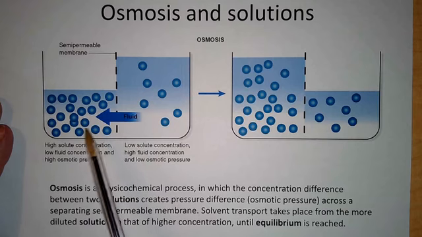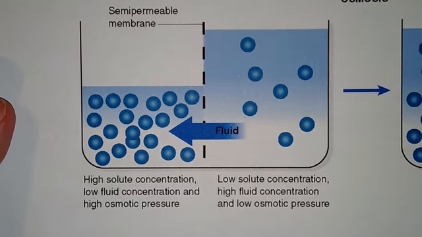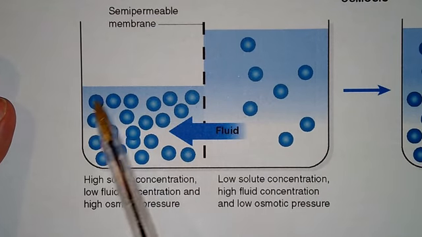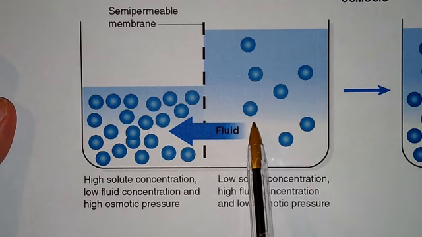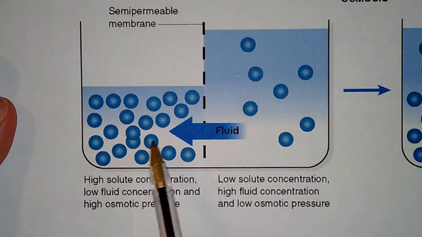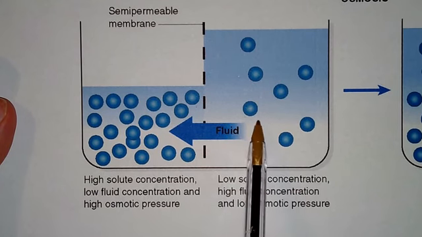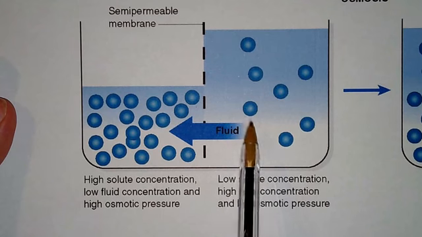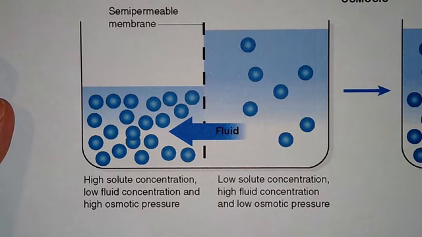solution. Alright, so if we look at the picture on the left, we have a higher concentration of solute on the left side of the membrane compared to the right. So water only is going to move across the membrane to try to dilute down this side so that it matches the other side. Only the solvent can move, solute particles stay where they are.